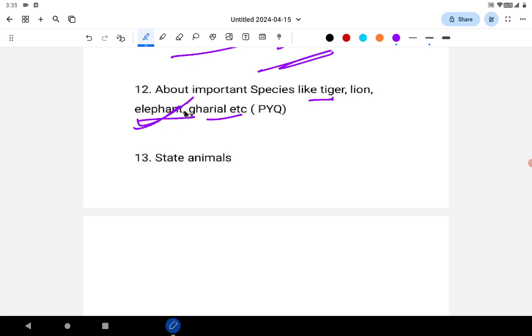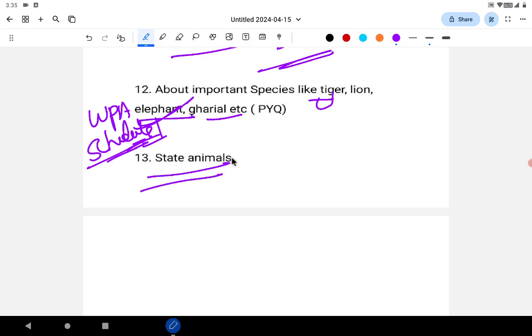For the elephant, they have asked a question. For the tiger, they have asked in which Wildlife Protection Act schedule it falls: Wildlife Protection Act Schedule 1. Please remember these things about important flora and fauna, mainly the fauna. If you go through the previous years, you'll come to know about that.